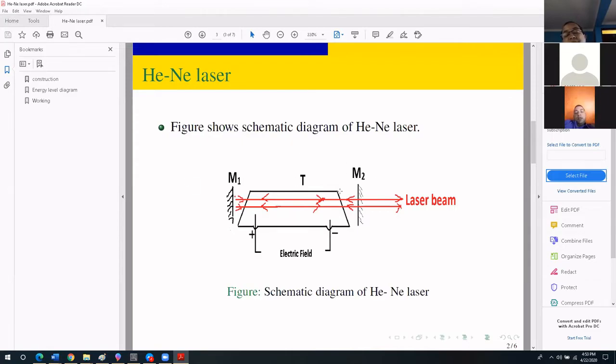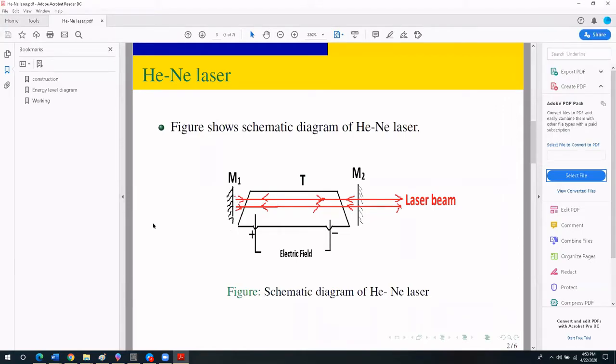Mirror M1 is almost 100% reflective, and laser light will not be emitted through it, and mirror M2 is almost 95% reflective, and the laser beam is emitted through it. There are two electrodes in the tube to maintain the electric field in the mixture of the gas. That much will be enough for the construction.